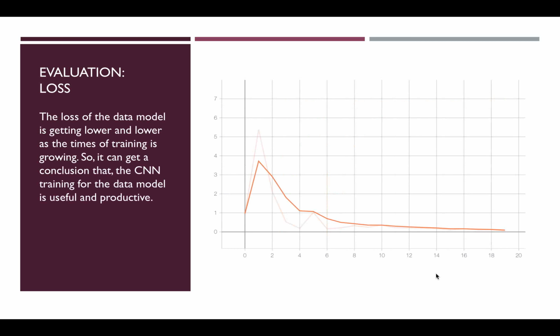And this line is the loss curve. The loss curve for the model is getting lower and lower as the training time grows. So we can prove that the CNN training for the model is useful and productive. My presentation is done.